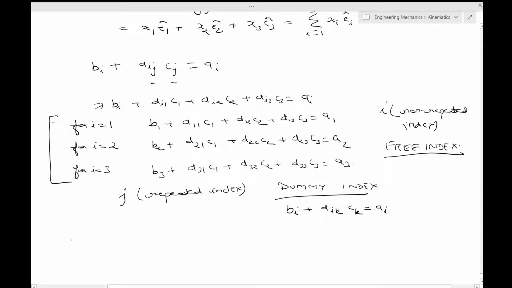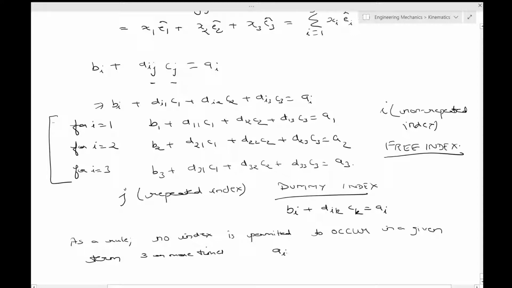So as a rule, no index is permitted to occur in a given term 3 or more times.